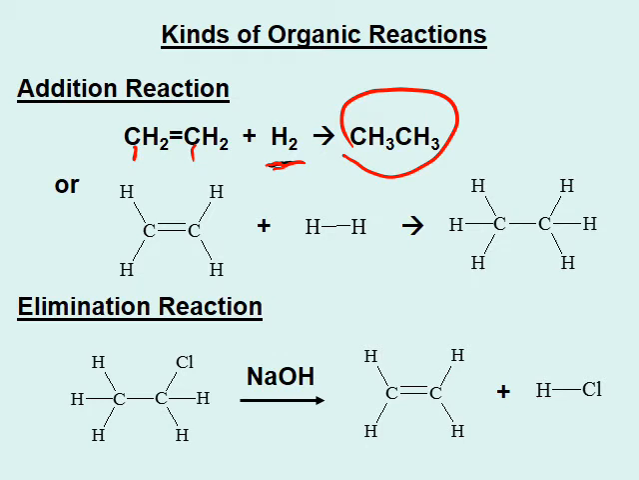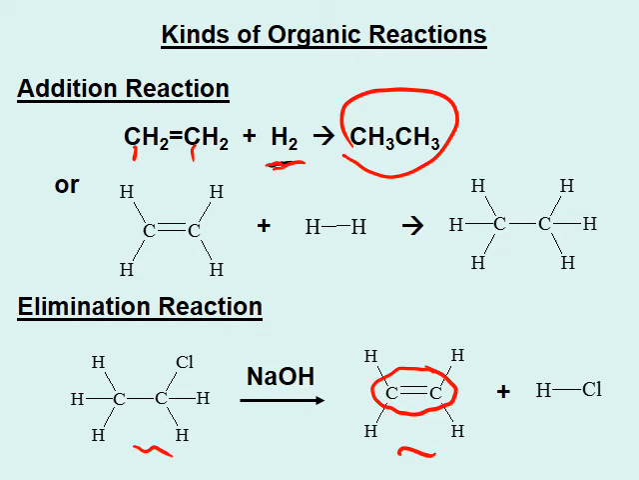The second reaction that we're showing you here is an elimination reaction. Why is it an elimination reaction? If you look carefully at the reactant and the product, you see that on the reactant side there was no double bond to begin with. On the product side, you see that there is a double bond.